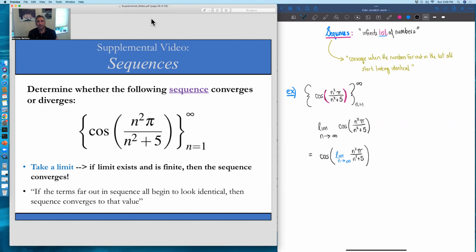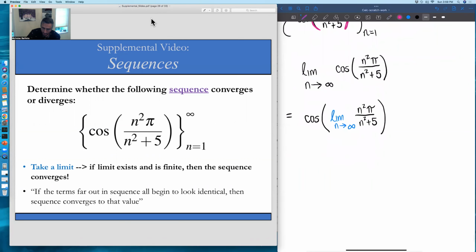Or we can think about this as we take the limit of what's inside the cosine, the n squared pi over n squared plus 5, and whatever that limit comes out to be, we take the cosine of it at the end of the day. So let's take a look at what this limit looks like as n goes to infinity. Well, inside of that cosine, the n squared pi in the numerator, as n goes to infinity, looks like it's going to infinity. In the denominator, we have that n squared plus 5, and as n goes to infinity, this denominator also looks like it's going to infinity, similar to the numerator. So because of this, we get to do L'Hopital's rule.